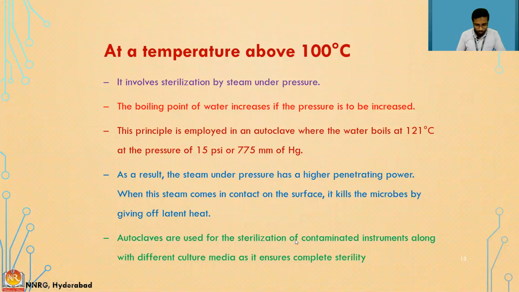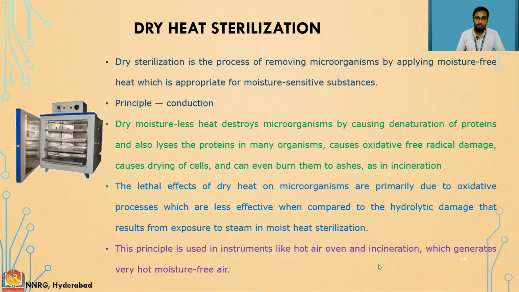Autoclaves are used for sterilization of contaminated instruments along with different culture media as it ensures complete sterility. You would have seen autoclaves in our laboratories. An autoclave looks like this, and these are the stands where we can put our substances or any other items like petri dishes or glassware. When we close it and heat at 121 degrees centigrade for some time, we get complete heat sterilization.